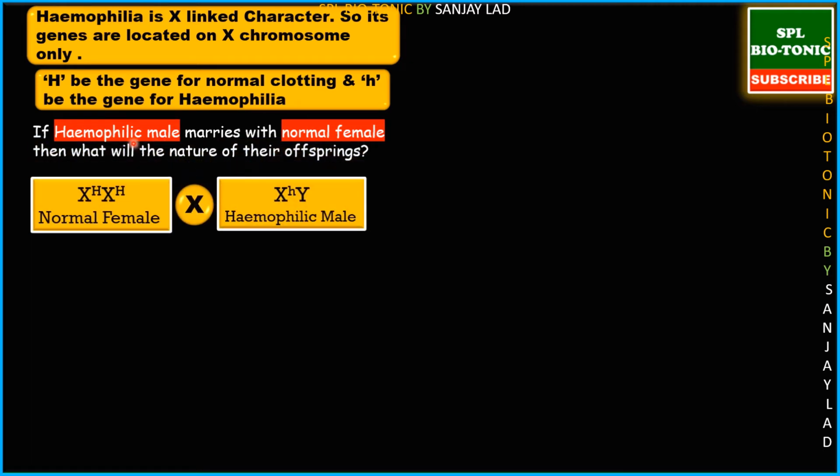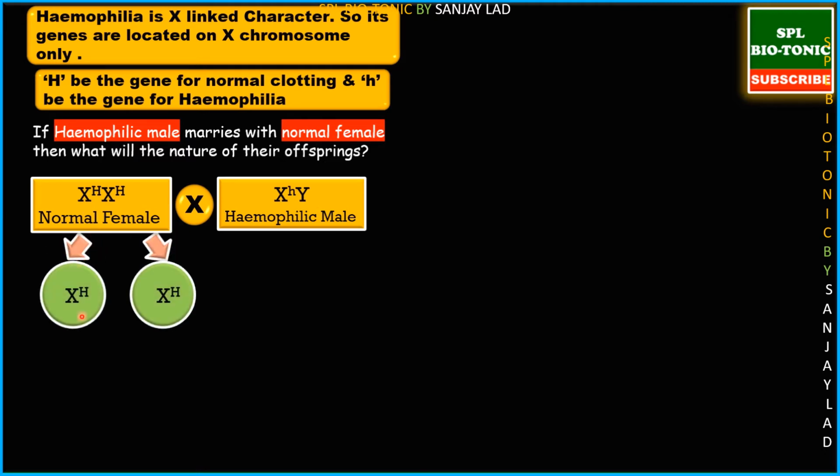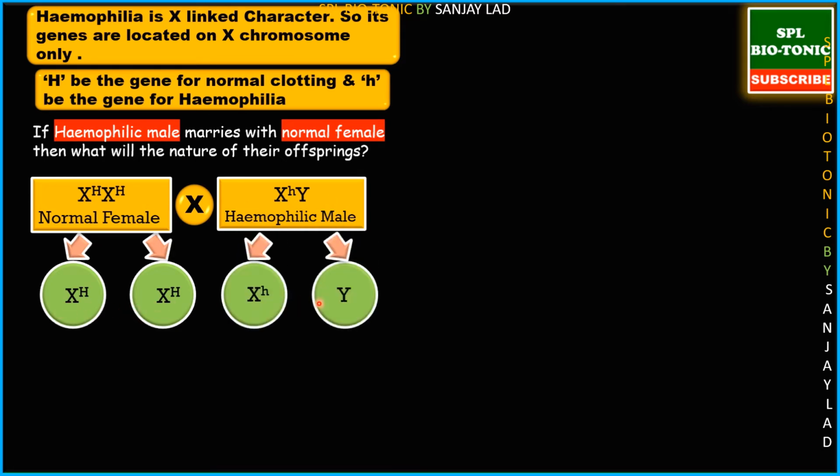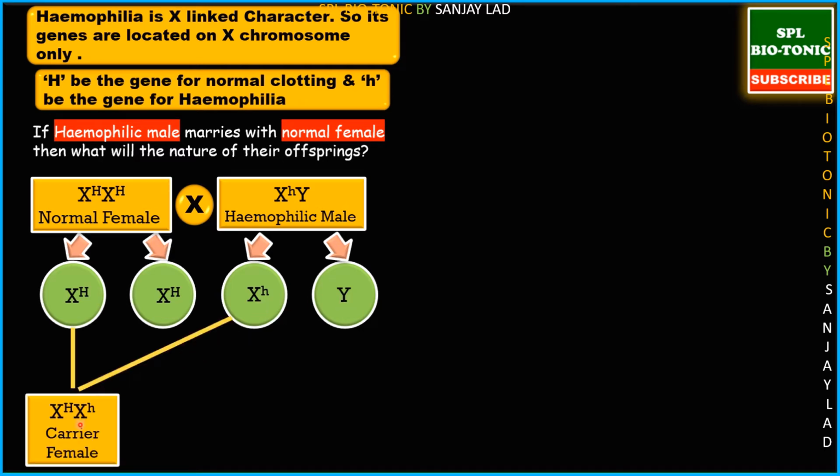The first parent given is a hemophilic male, that will be X small h Y, whereas the female is given normal in the problem, so the female will be X capital H X capital H. Now the female produces two ova of the same type, that is X capital H and X capital H, whereas the male produces two types of sperm, X small h and Y. During fertilization, as you know, the female gamete will fuse with the male gamete to form the zygote.